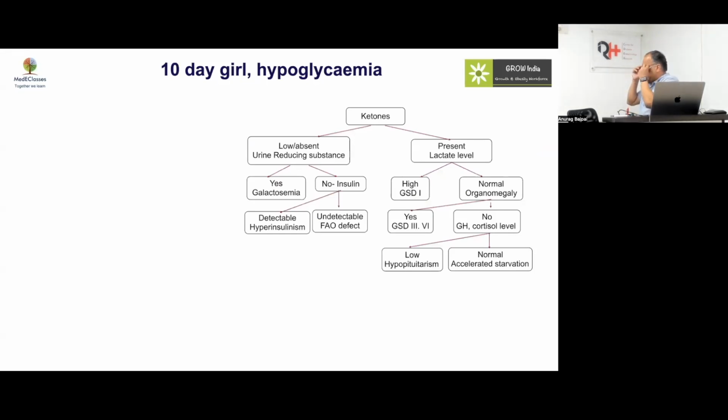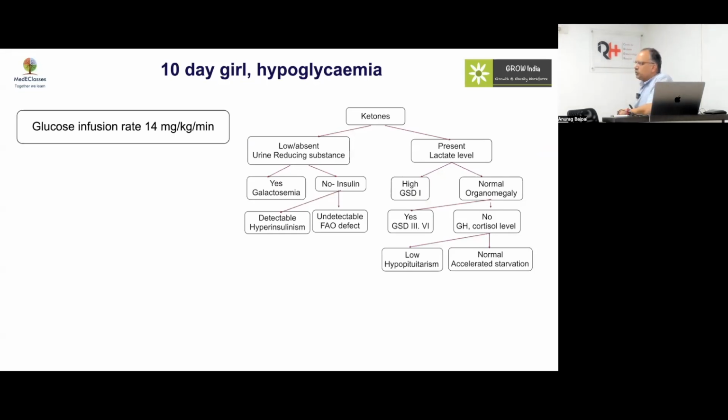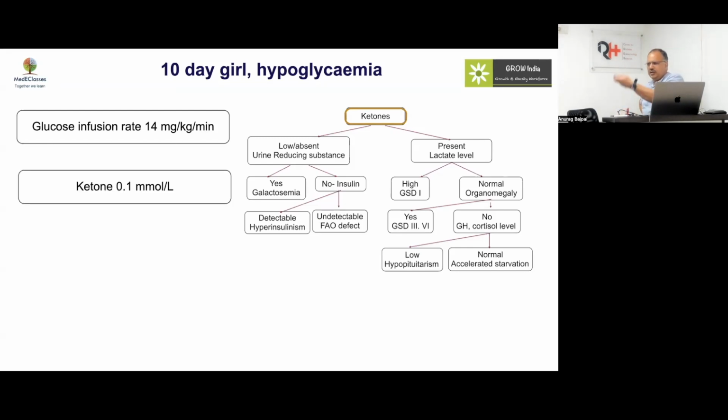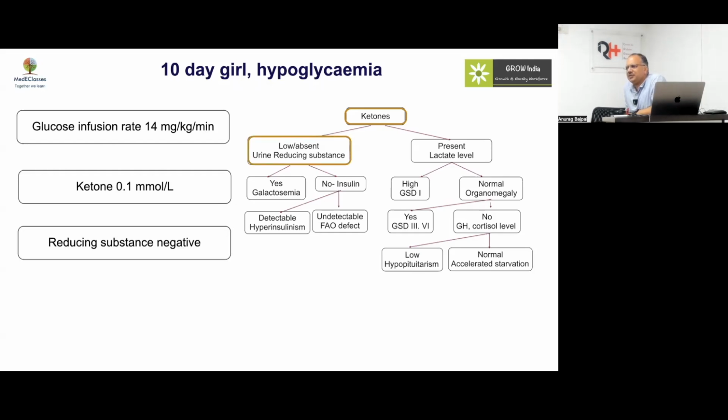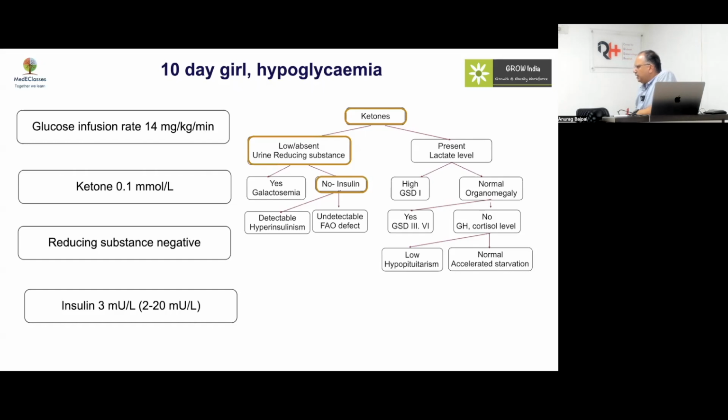A 10-day-old girl with hypoglycemia and a glucose infusion rate that is higher, around 14 milligram per kg per minute. So this of course means more of an increased utilization. Ketone is negative. So what are you thinking of? So this is more like hyperinsulinism most likely because your GIR is also very, very high. Reducing substance is negative. The insulin level was found to be 3. So this is significant. So this again is an important cause. What is the most likely thing you're thinking of here?